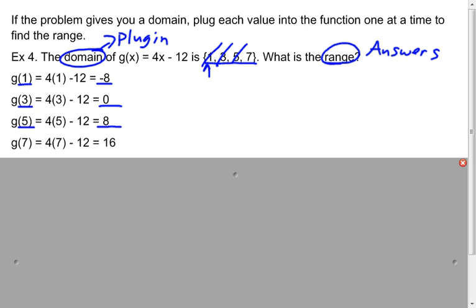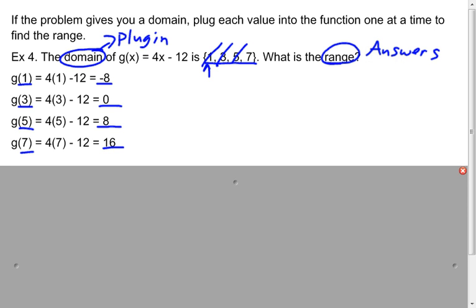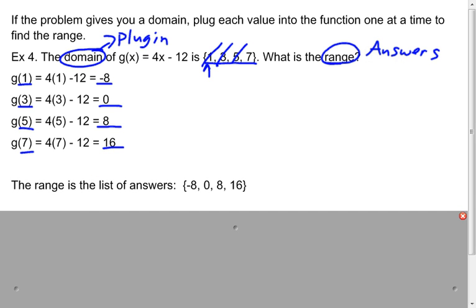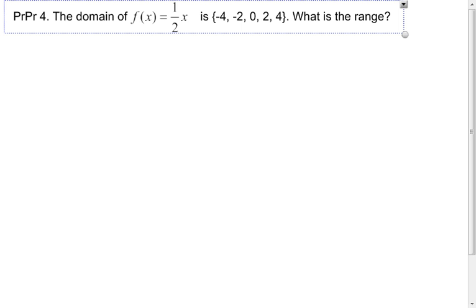Now I do the same thing with 7. Plug in 7. Get an answer of 16. Now remember, it wanted the range, which is my list of answers. My answers: negative 8, 0, 8, and 16. Practice problem. It gives you the function 1/2 x, and it says the domain is those 5 numbers. So you're going to plug in these, and it's asking you for the list of answers.